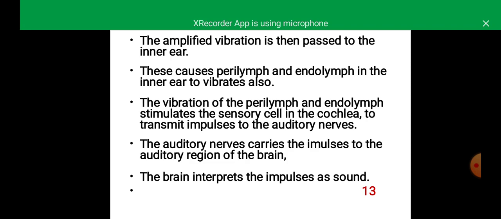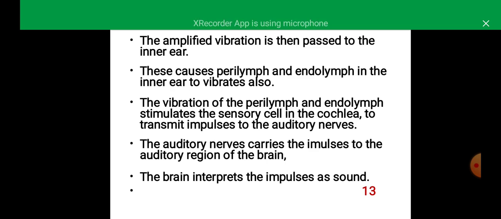The auditory nerves carry the impulse to the auditory region of the brain. Then the brain interprets the impulse as sound. So whatever message, whatever sound somebody is making, for you to make meaning out of the sound, it must pass through these processes.